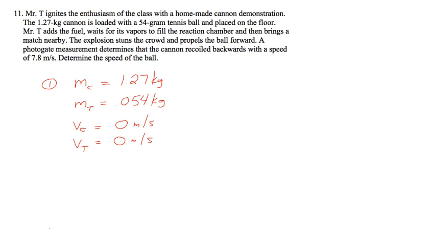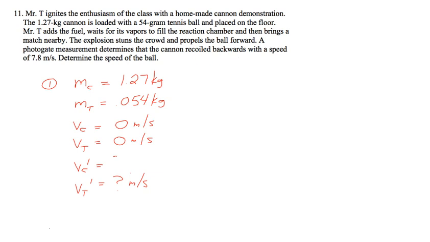So in this example, we have these three numbers, and then the other two numbers that we need. We need the velocity of the cannon after the explosion, and we need the velocity of the tennis ball after the explosion. Now, the one that we're looking for is the speed of the ball. So the speed of the ball would be the speed of the tennis ball. That's going to be in meters per second. And the velocity of the cannon, it's a recoil velocity. So it says recoiled backwards.